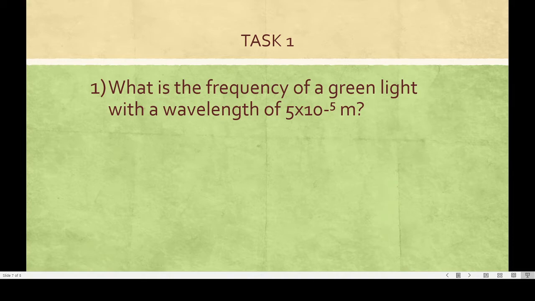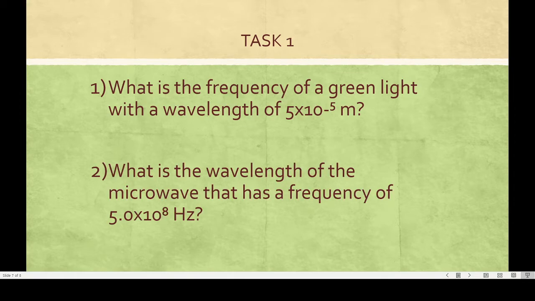Alright, so copy the question first, then below the question, you have to write your solution. The second is, what is the wavelength of the microwave that has a frequency of 5 times 10 raised to 8 hertz? Again, what is the wavelength of a microwave that has a frequency of 5 times 10 raised to 8 hertz?